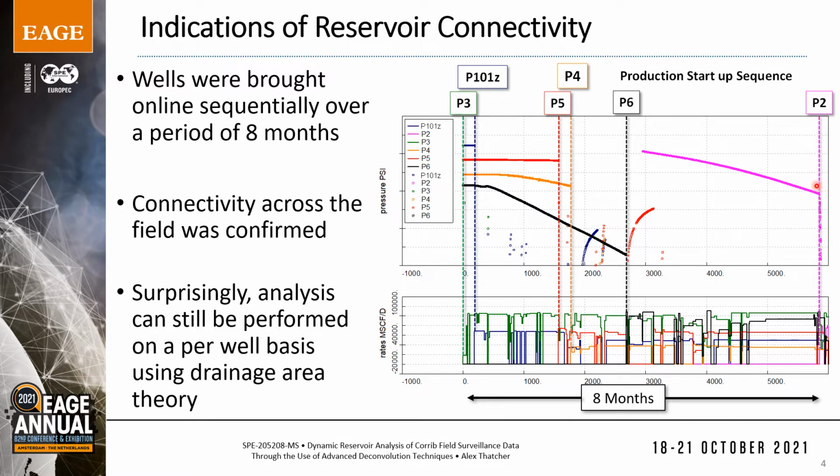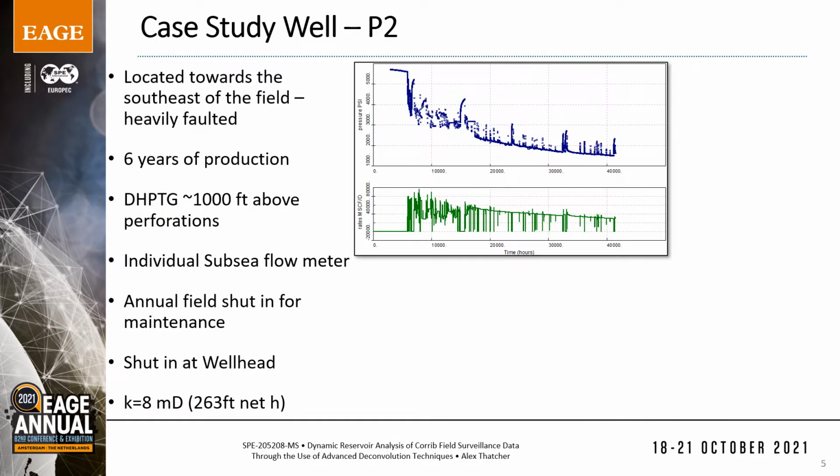The 6 wells had dynamically divided the reservoir into separate drainage areas and the well interference in a way disappeared. The wells behave as if each of them produced from its own drainage compartment. It is this condition that allowed analysis on a single well basis instead of a multi-well approach, and we will demonstrate this today using case study well P2.